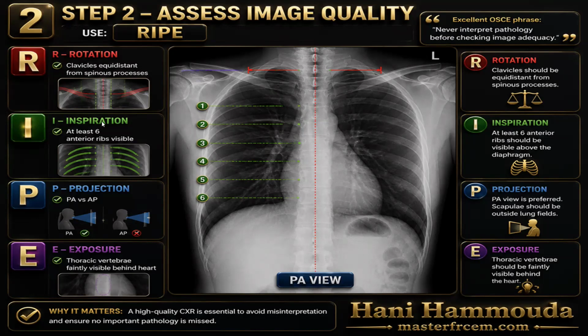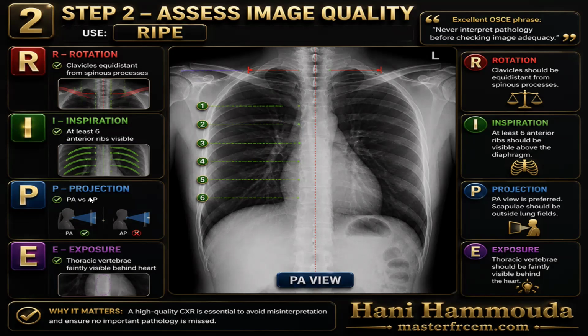Then I, inspiration. How to know this X-ray was taken in inspiration or expiration? At least 6 anterior ribs visible. Easy? So 1, 2, 3, 4, 5, 6, 7, 8. So if you find at least 6 anterior ribs visible, it means inspiration. Clear? Clear, doctor? Yes. Okay.